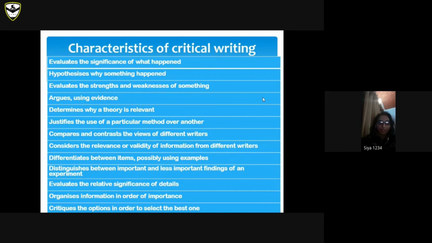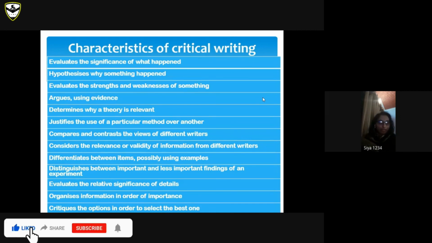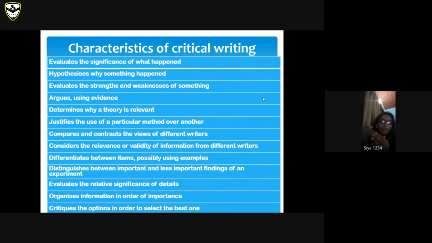Argue using evidence. If you are making some kind of argument, you should have your own evidence to justify the use of a particular method over another. When you are writing critical writing, you might depend on some kinds of methods while writing. Then you should justify why you have to write in that particular way, and compare and contrast the views of different writers, and you can make a comparative analysis with other people's views and ideas about the same subject.